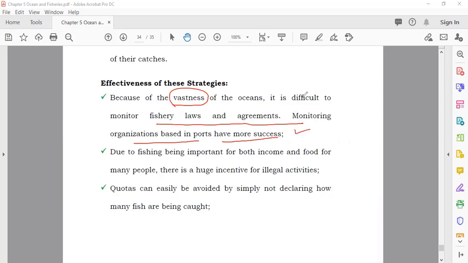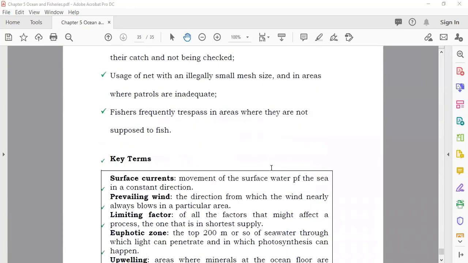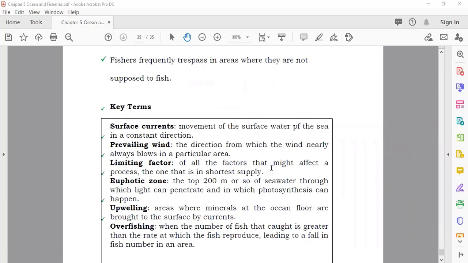So for that, sometimes the government cannot do all this. So they will hire some companies and tell them, okay, you monitor this, and they pay them. Like this, they should do it. So these are the methods, the ways by which you can manage the fisheries and all these things.